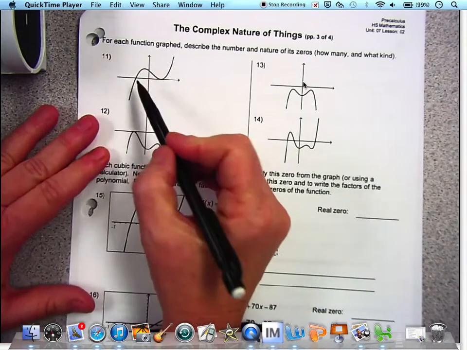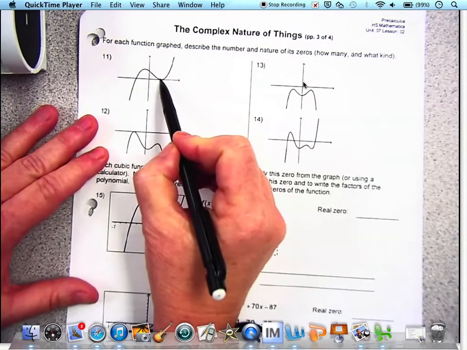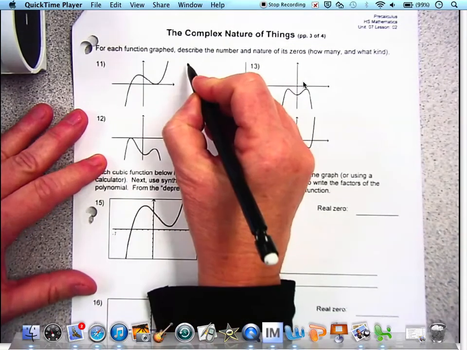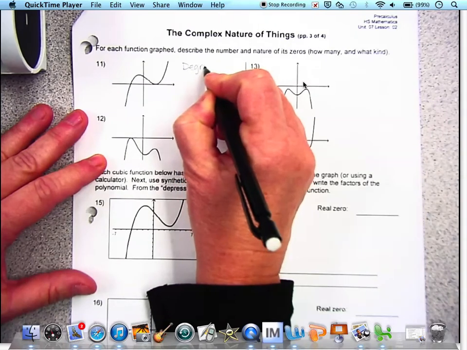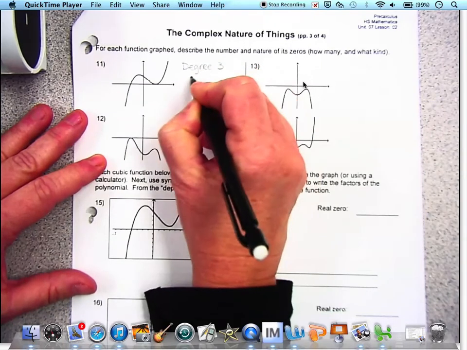Okay, how many bends are there? Two. So what's the degree of this polynomial? 3. So this would be a degree of 3. So how many solutions will it have? 3. We learned that yesterday.